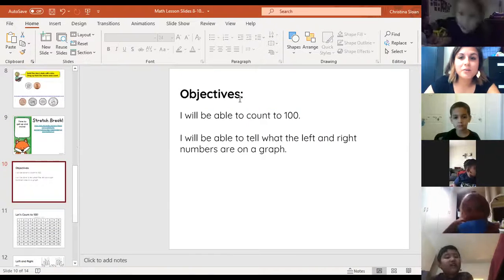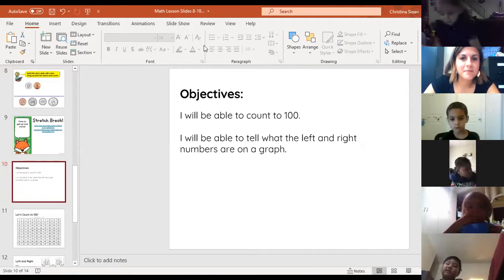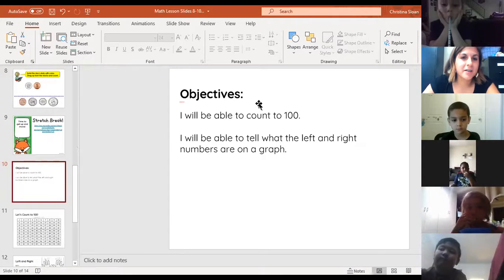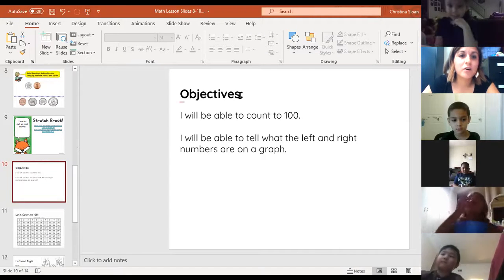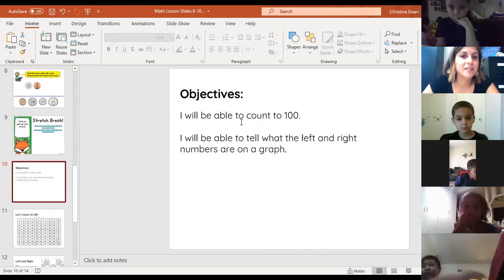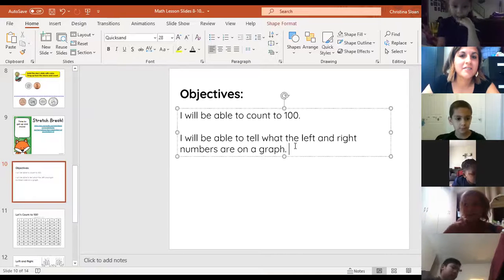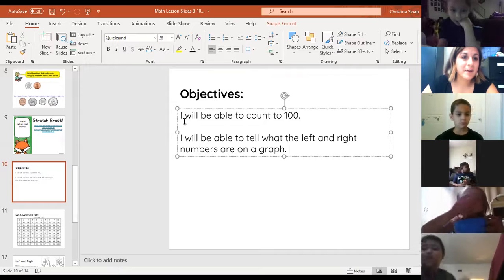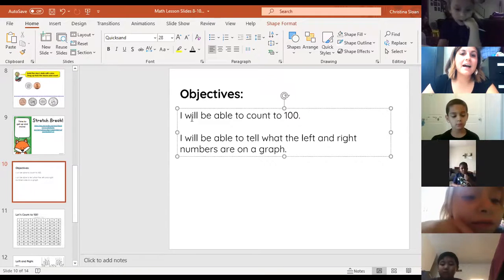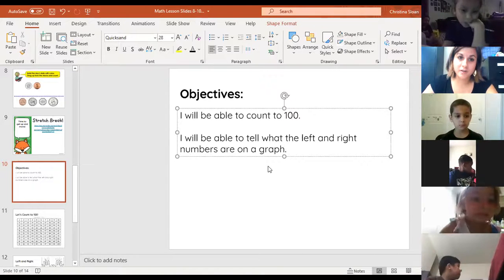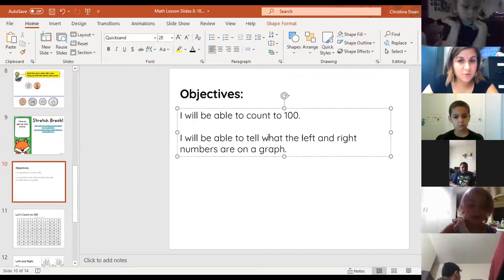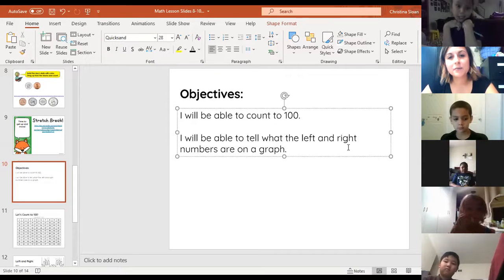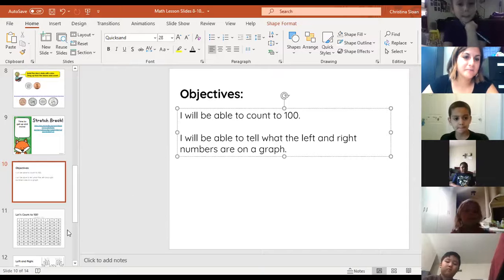So now we are going to get started on our actual math lesson. So our objective, remember our objective is what our goal is. So what are we trying to learn today? Or what are we going to learn by the end of this lesson? So our objective today is that by the end of this lesson, I will be able to count to 100 and I will be able to tell what the left and the right numbers are on a graph.